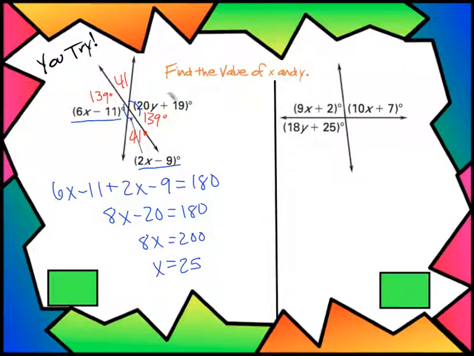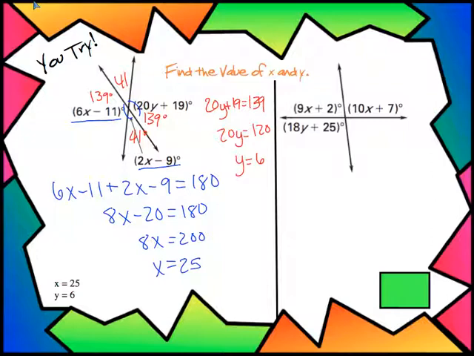But because I know that 20y plus 19 has to be 139, I can say 20y plus 19 equals 139. I got the 139, remember, because I plugged in 25 here, and this angle is 139. So then these are vertical angles. Then I'd subtract the 19 and get 20y equals 120. Divide both sides by 20 and you get y equals 6. So I'd like you to do the next one on your own.